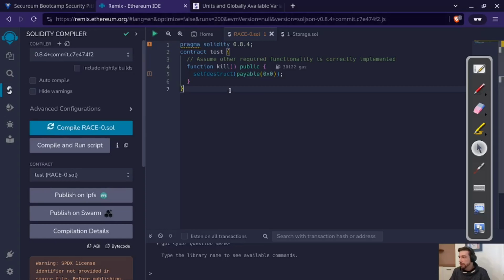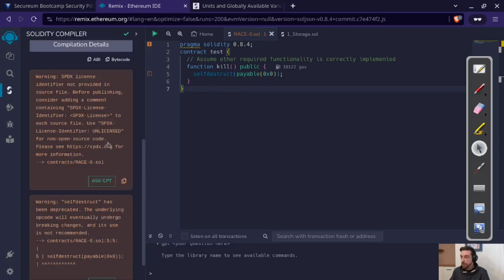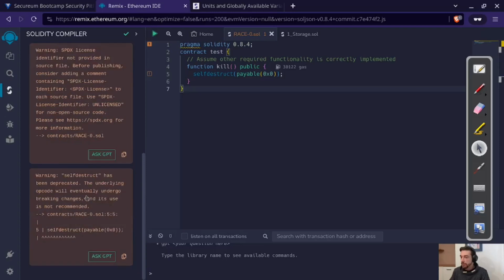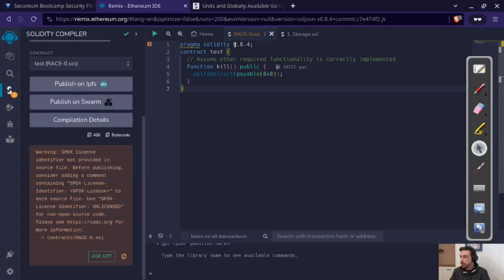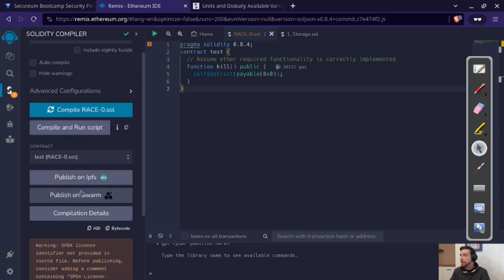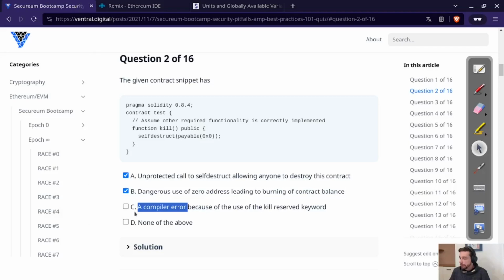If we just paste it into Remix, we can see when we compile it, it only again gives us the SPDX license identifier. And if you compile it with a very new version of the Solidity compiler instead, we will also get the self-destruct deprecation warning, but we only get this if we use a very recent Solidity compiler version. If we use the version that was used in the snippet, 8.4, then we actually don't get this deprecation warning yet. So C is not correct, and none of the above cannot be true, and that's that.